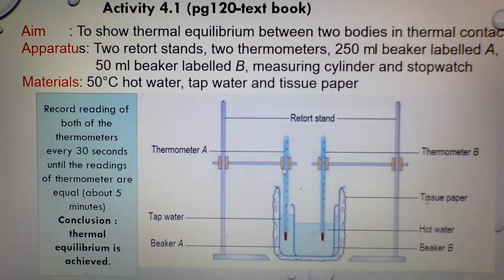Finally, when the two thermometers show the same reading, we can conclude that thermal equilibrium is achieved between the tap water and the hot water. So they become the same temperature. Since there is thermal contact, there will be flow of heat between the tap water and the hot water. After some time, thermal equilibrium will be achieved, the temperatures become equal, and there is no net flow of heat between the two. So this is the activity to show thermal equilibrium between two bodies in thermal contact.